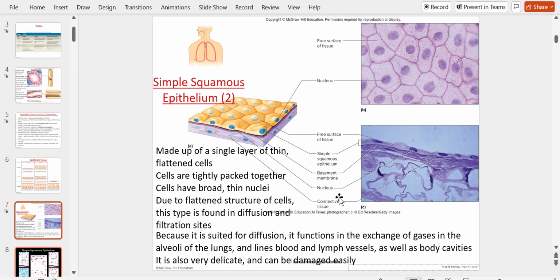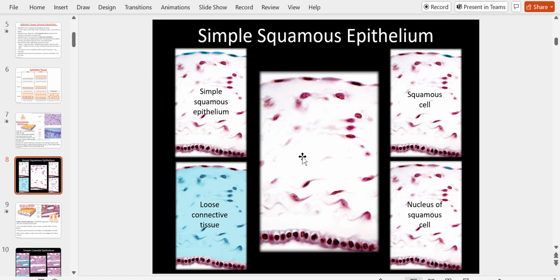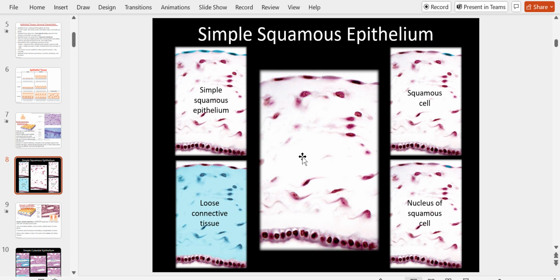Simple squamous epithelium. These are made up of a single layer of thin, flattened cells. Cells are tightly packed together. They have broad, thin nuclei. Due to the flattened structure of the cells, this type is found in diffusion and filtration sites. Because it is suited for diffusion, it functions in the exchange of gases in the alveoli of the lungs. Simple squamous epithelium, alveoli of the lungs, gas exchange. So here's your simple squamous epithelium, beautiful stuff.